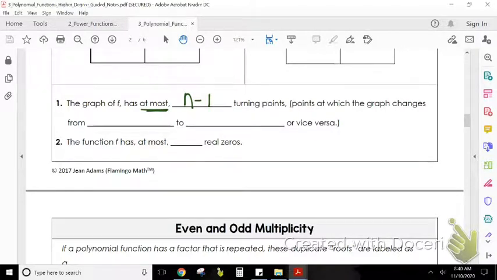So think about like the parent function x cubed. We know that graph looks like this. It doesn't have any turning points, but it is possible, and we saw that on the a above, that it could have more turning points. It could have looked like this if we have x cubed plus a bunch of other stuff. All right, so the graph of f has at most n minus 1 turning points, points at which the graph changes from increasing to decreasing or vice versa.